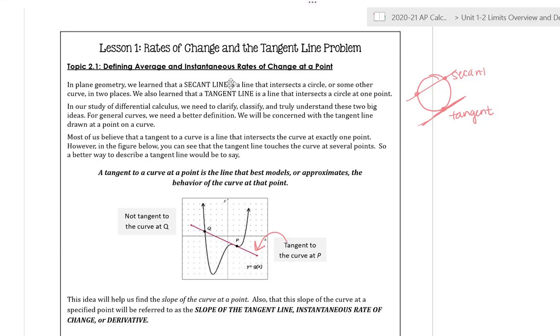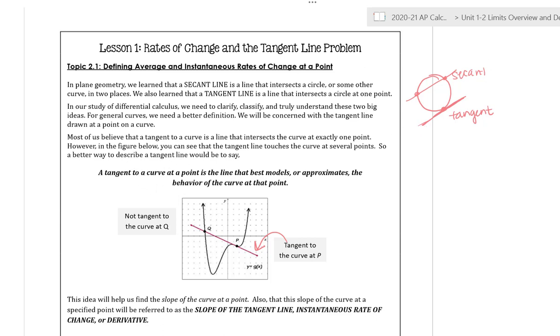So back when you were in geometry or pre-calc last year, you probably talked about a few different types of lines. One is the secant line and one is the tangent line. I drew a little representation here on the right, but a secant line is a line that intersects a curve or a circle in exactly two places.